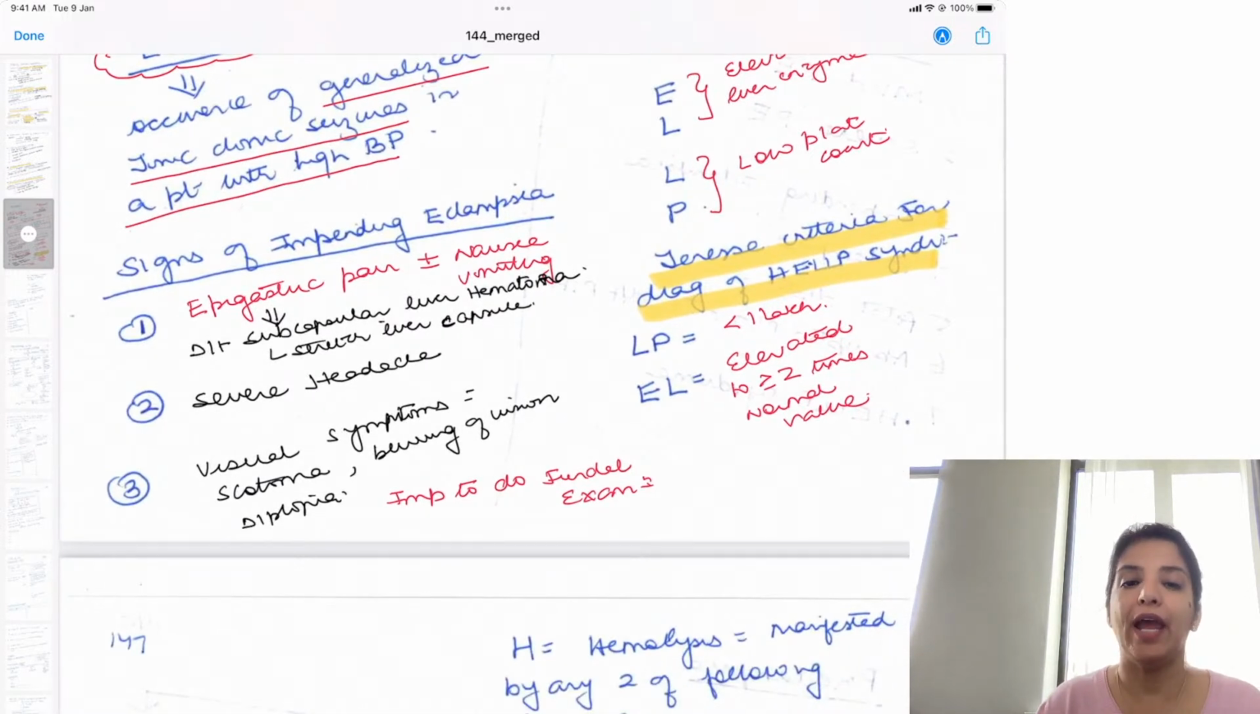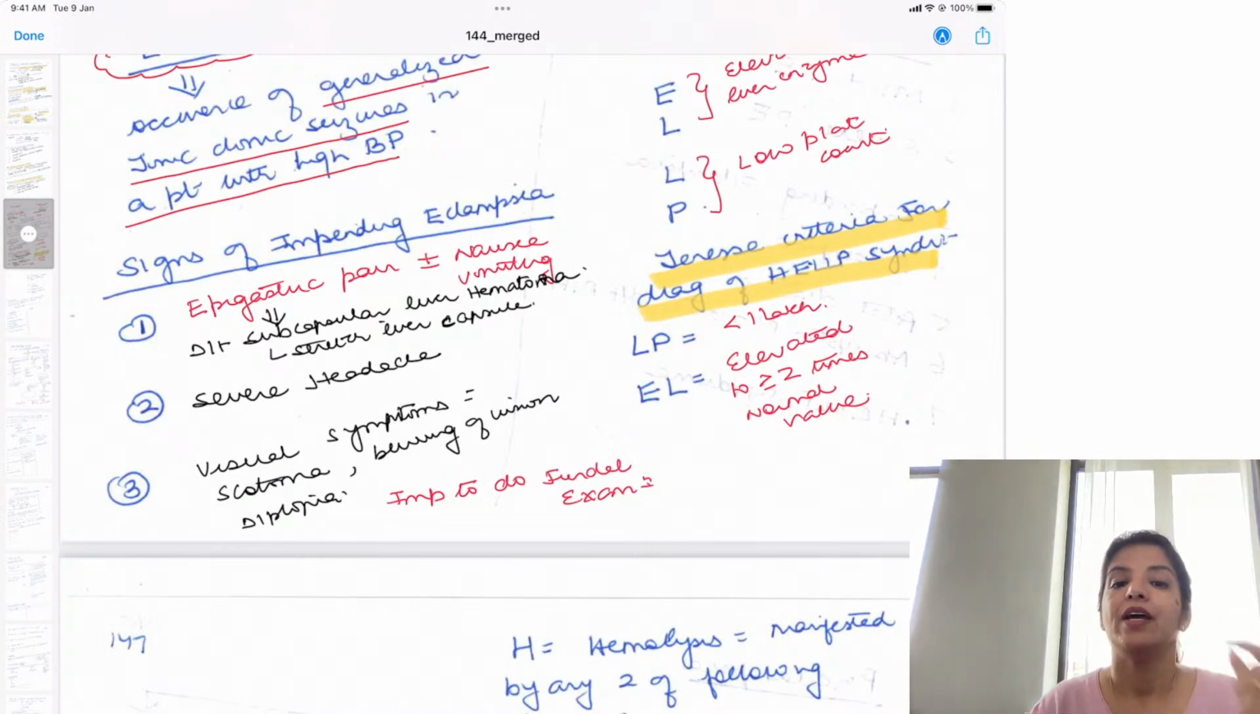So, LP is low platelet count, which is less than 1 lakh. EL is... So Shubha, if you are a NEET PG student, then you know Keith-Wagner classification more than me, right? You know that you get some silvery, wiry appearances of the vessels.